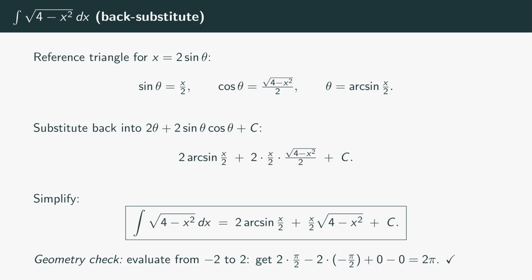Subtract: pi minus -pi equals 2 pi. The area of a semicircle of radius 2. We just computed geometry with pure symbol pushing. No diagram needed for the proof.